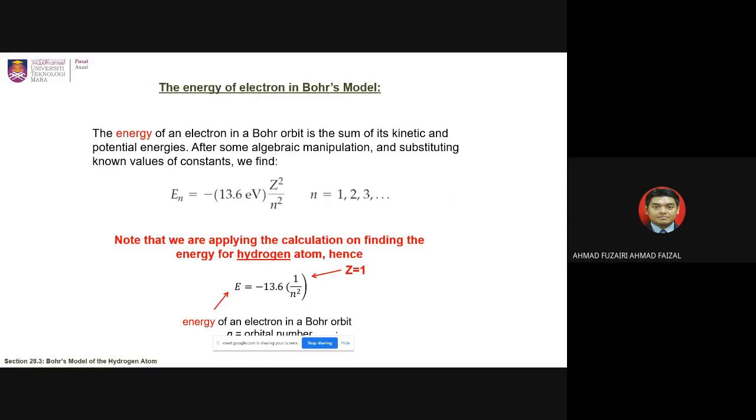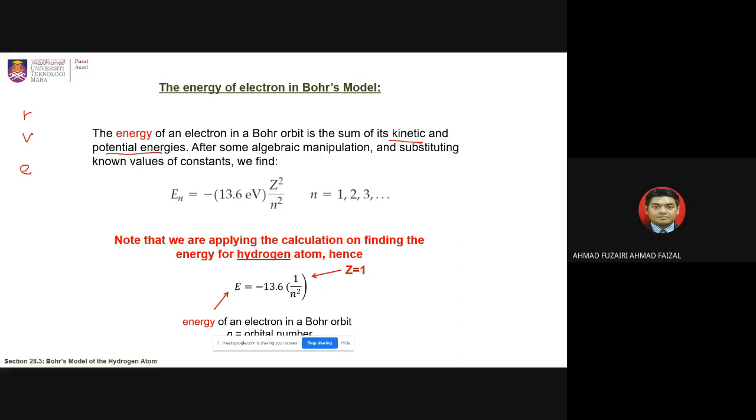This is the energy of the electron in the Bohr model. Before this, we learned about radius and velocity. Another part is we need to learn about energy. They should all be related to each other, where the energy of an electron in a Bohr orbit is the sum of its kinetic and potential energies.